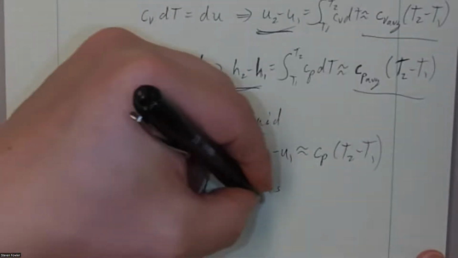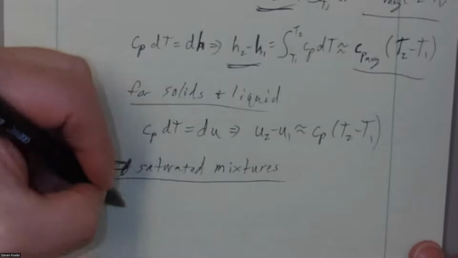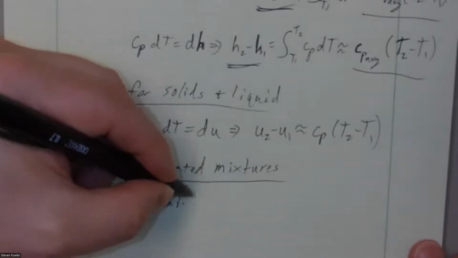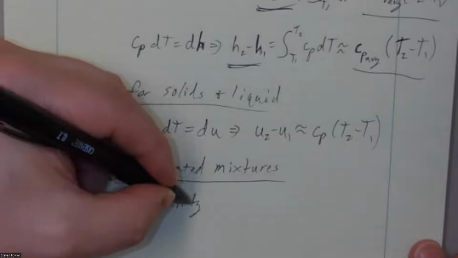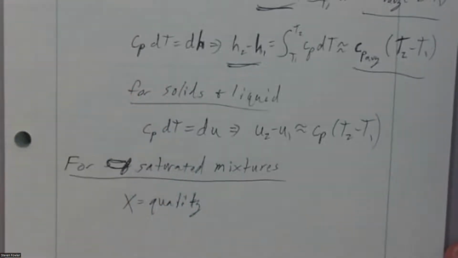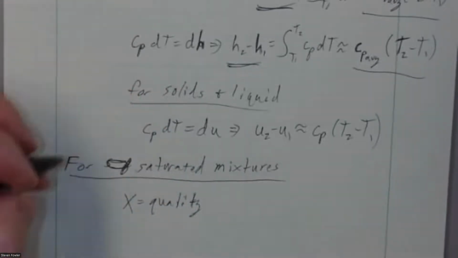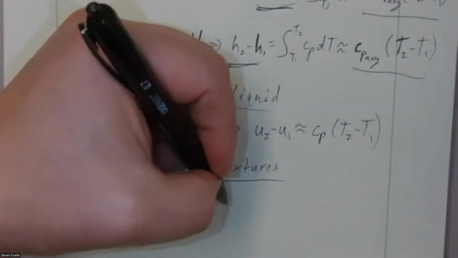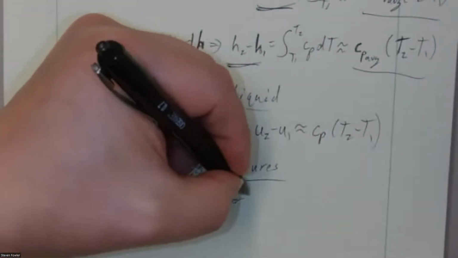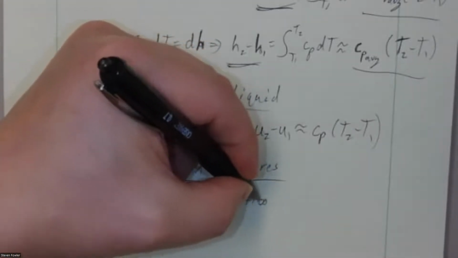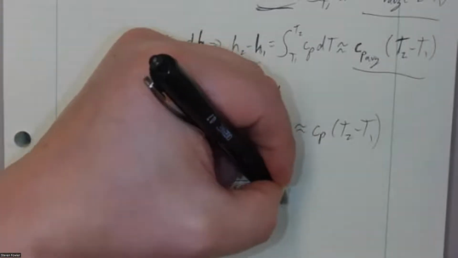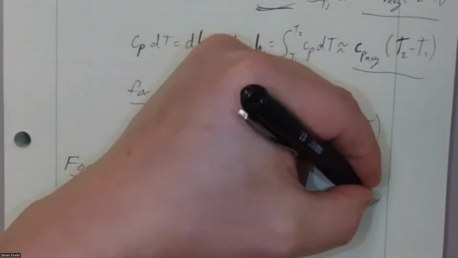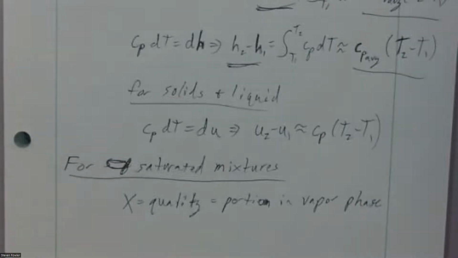really saturated anything, we can use what we call the X value. The X value is the quality. Don't use the X value for anything that's not saturated. It doesn't make any sense. But what the X value represents, we often refer to as the quality. It represents the portion in the vapor phase. How much is in the vapor phase?